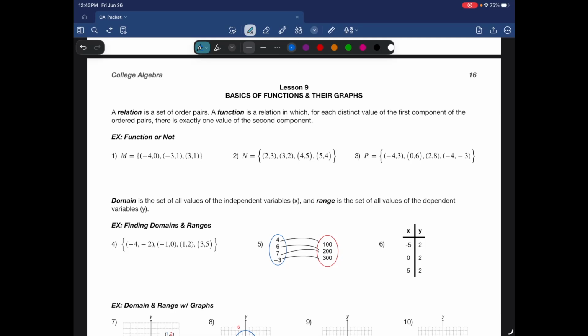Alright guys, welcome to lesson 9. In this section, we're going to change topics a little bit and talk about the basics of functions and their graphs. Alright, so let's get started.